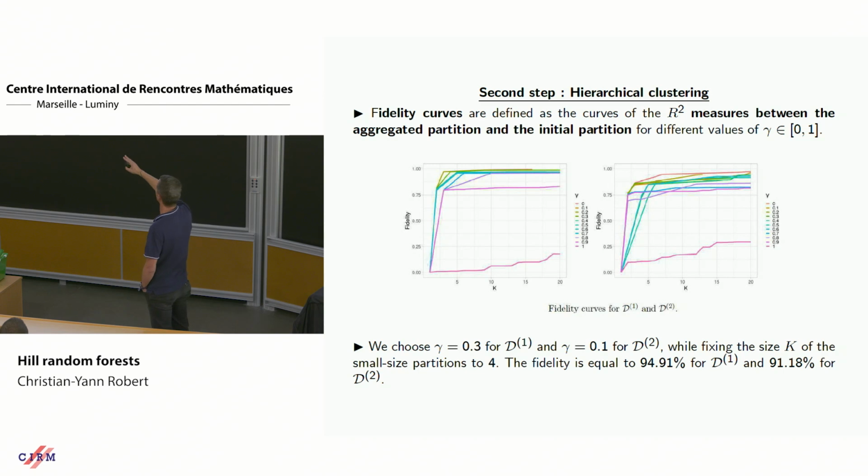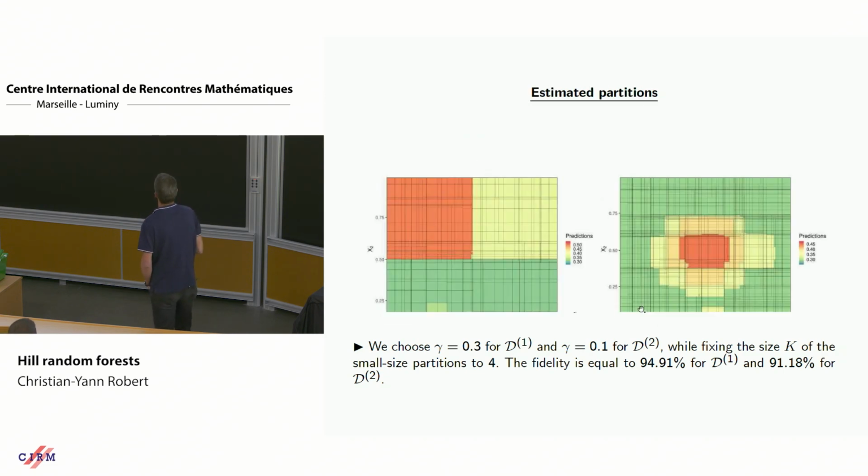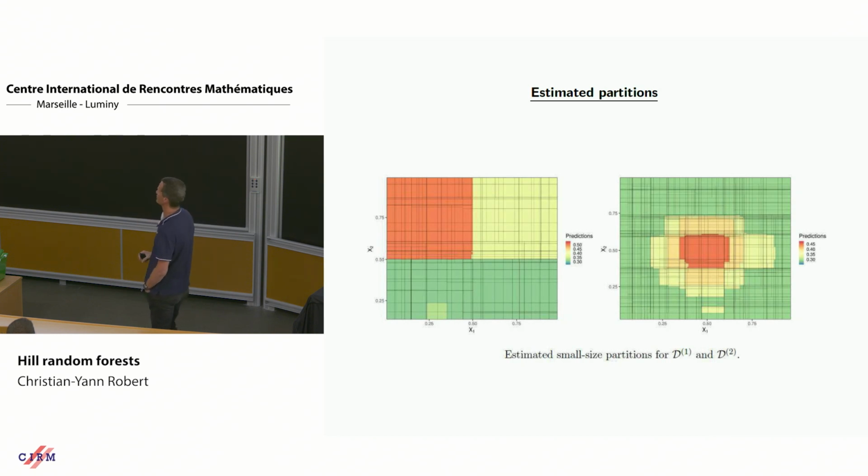So when you have more and more clusters, of course the quality of the aggregation is closer to the initial observation. Here we choose gamma equals 0.3 for the first set of data and 0.1 for the second one. And the fidelity is quite good, or very good, for the first one, and a little bit less for the second one. And this is what we get after the clustering algorithms.